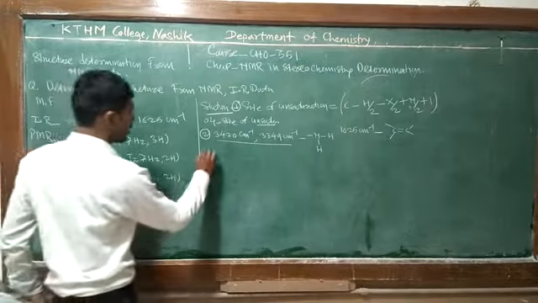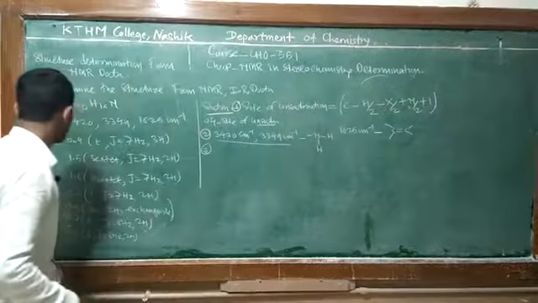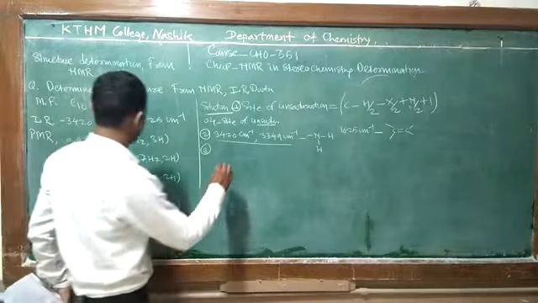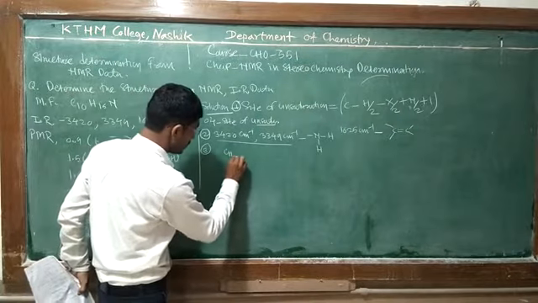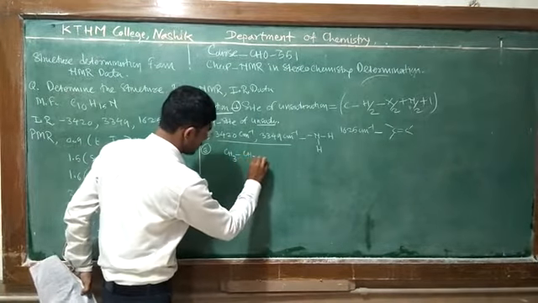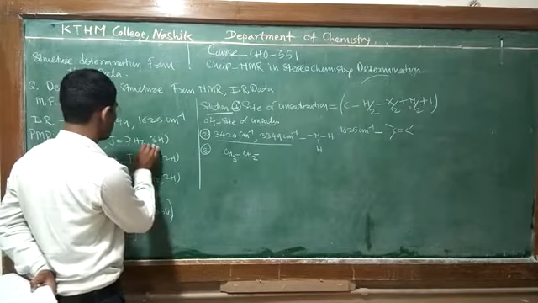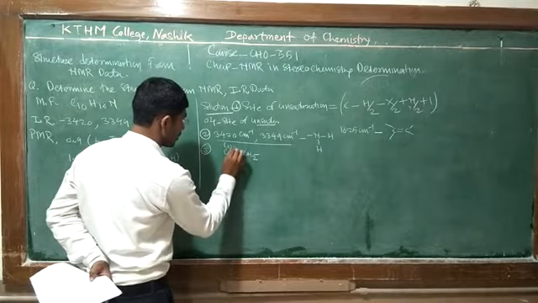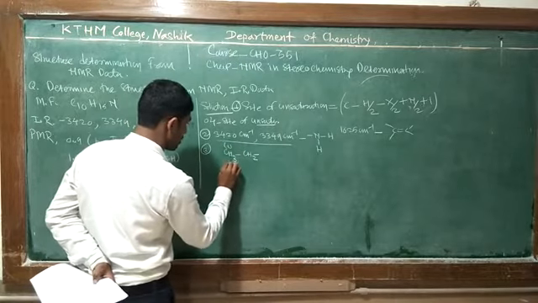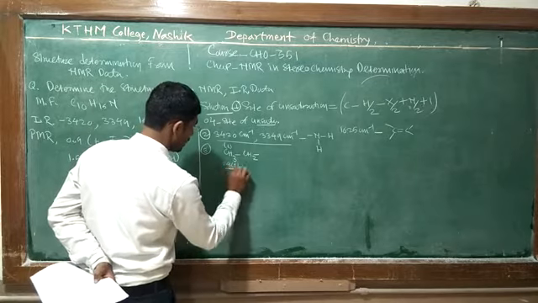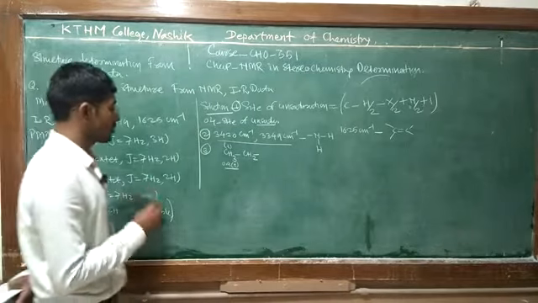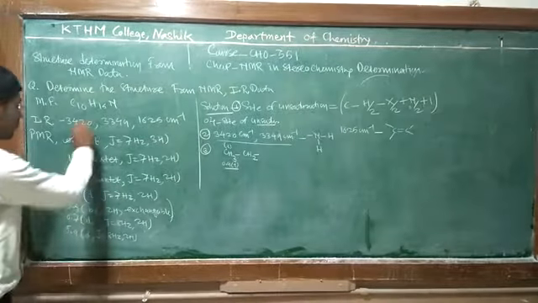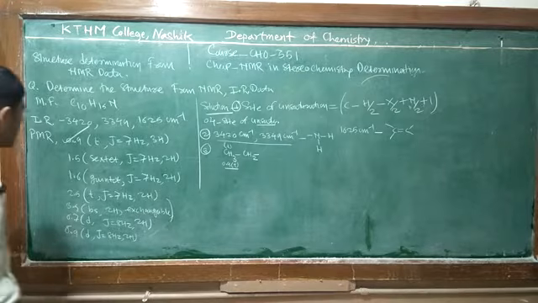Now the PMR data we are going to consider here. The first peak, 0.9 triplet, 7 Hz, 3 protons, means 3 protons with 2 neighboring protons. So 3 protons show a triplet. This situation indicates a methyl attached to a CH2 group. So from the first peak we can conclude this.